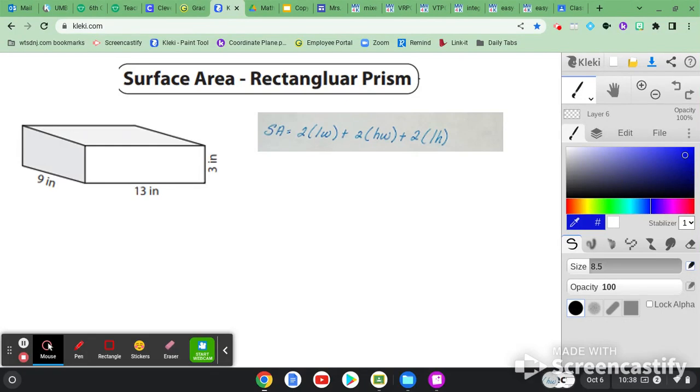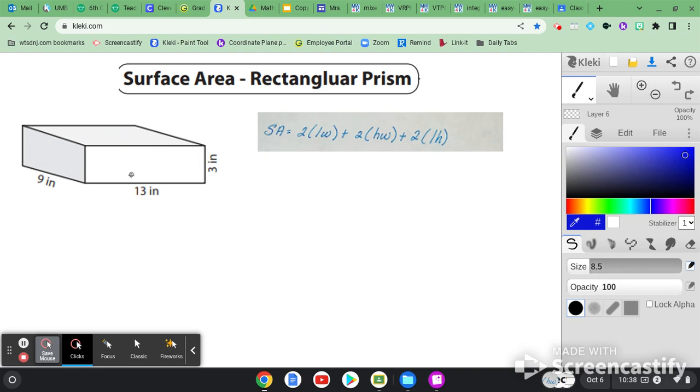Quick review on finding the surface area of a rectangular prism. So I do have my rectangular prism here to the left. I have our formula that we will be using to calculate the surface area. So remember, when we find the surface area, we are basically finding the area of each face.